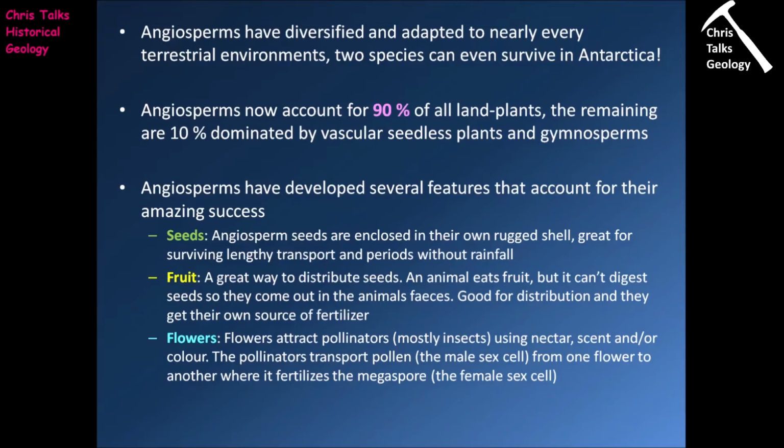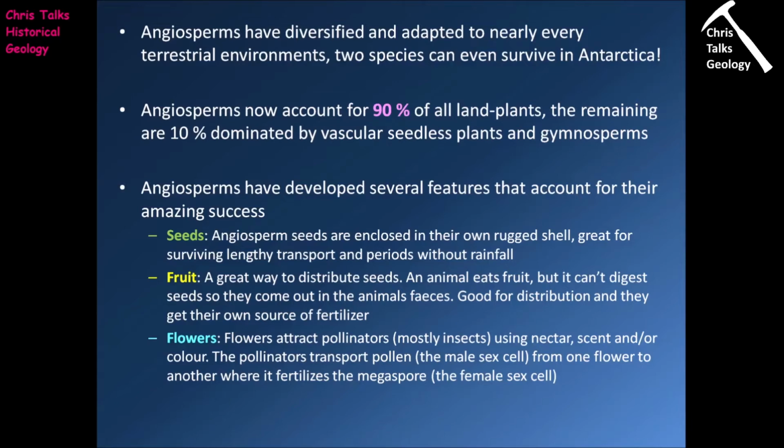Now, the angiosperms have developed several features that account for their pretty spectacular success. So the first one is the seeds. Angiosperm seeds are enclosed in their own very rugged shell, a bit like gymnosperm seeds, but a little bit more robust actually. And of course this means they can be transported for lengthy periods of time, and it also means they can survive for periods of time in environments where there's no rainfall. So they can just sit there in a dormant state and wait for the conditions to become correct, so wait for there to be a rain shower for instance, and at that point they can germinate.